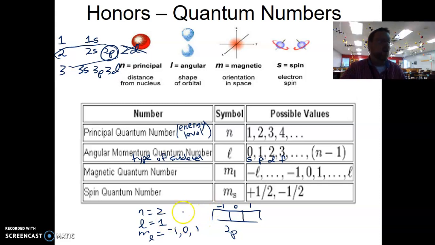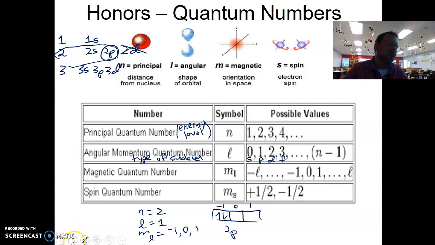If you were to do this with a d orbital, l would be 2, and then you go -2, -1, 0, 1, 2. That's 5 possible numbers, which is why a d sublevel has 5 boxes. Finally, the spin quantum number. This tells you whether the electron is spinning up or spinning down. A positive 1/2 might be an up spinning electron, and a negative 1/2 corresponds to a down spinning electron.